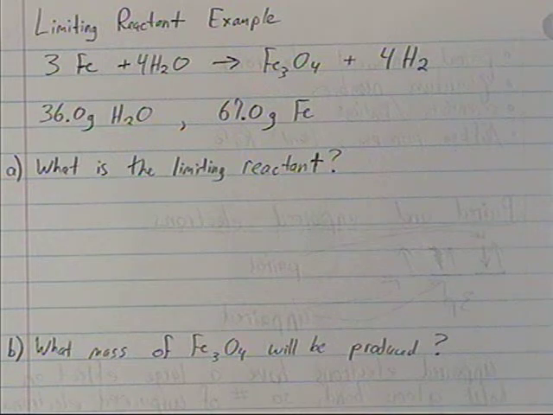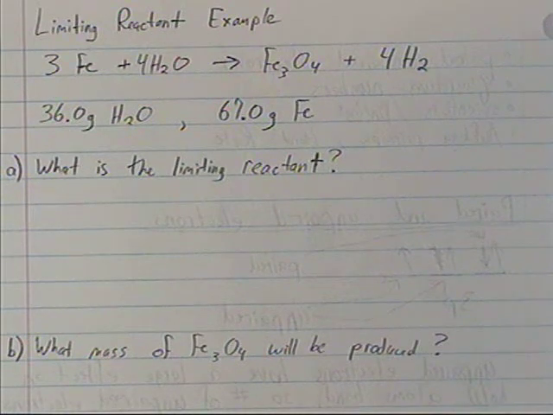So to start this problem, I need to figure out which of these two is the limiting reactant. Am I going to use up all 36.0 grams of water and have extra iron, or am I going to use up all 67.0 grams of iron and have extra water? So another way to look at this is which one do we have extra of, which we call the excess reactant. We can solve this two different ways.